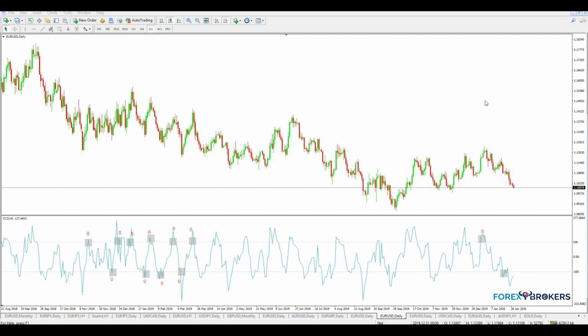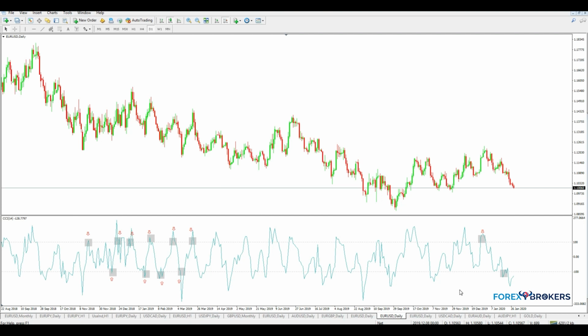The CCI comes from the commodity channel index, and it has two values, 100 and minus 100. Also, it has a zero level with the default settings. And the key when trading with the CCI, the standard interpretation, is that the 100 and the minus 100 represent overbought and oversold levels. You already know the concept from the RSI.